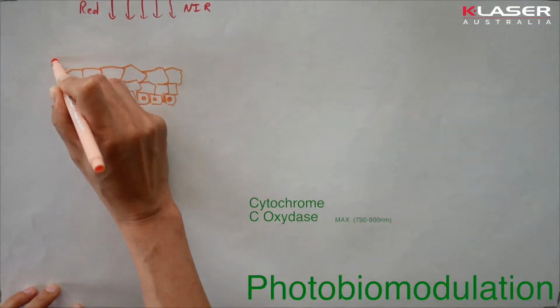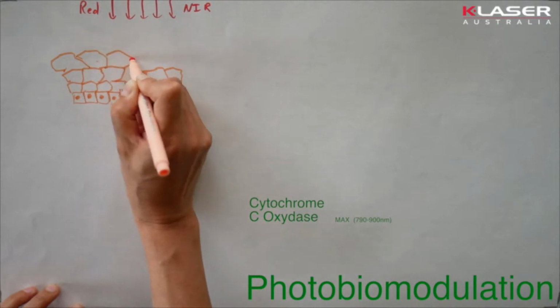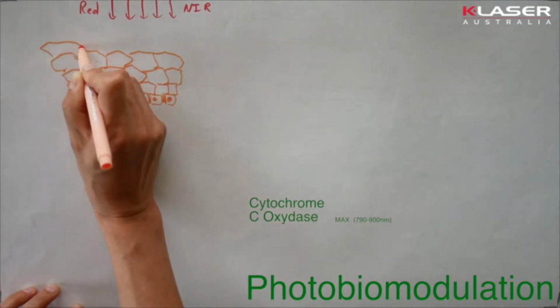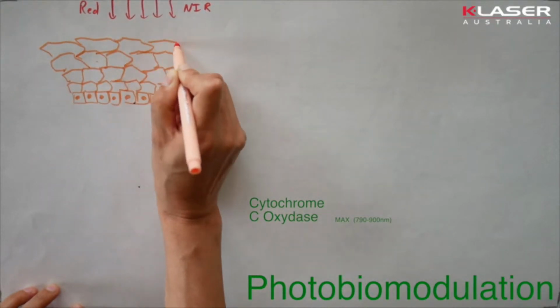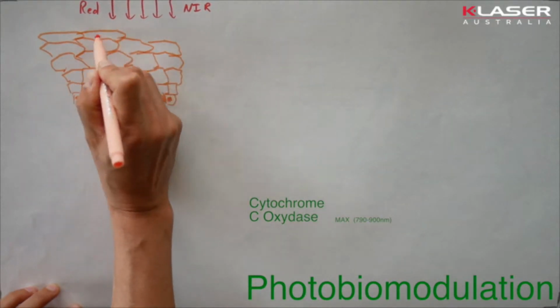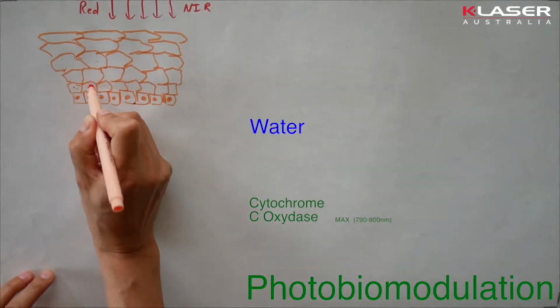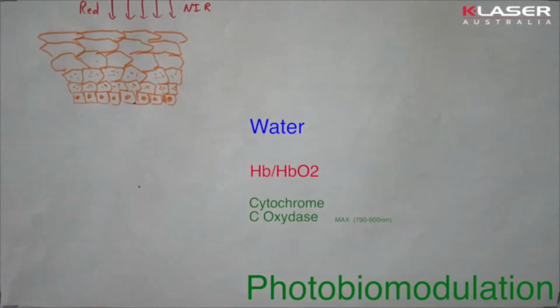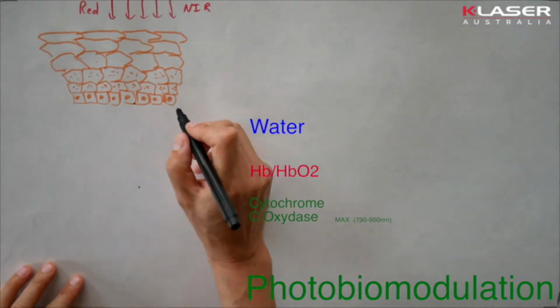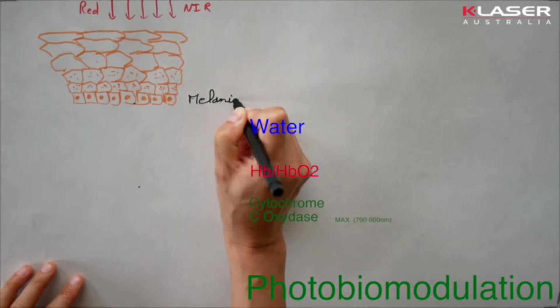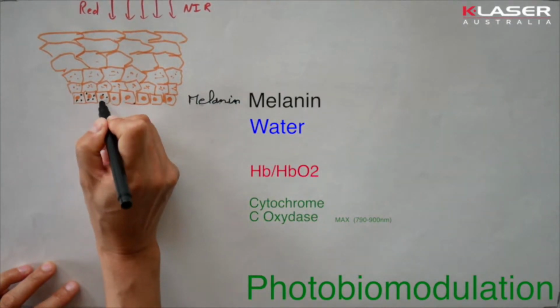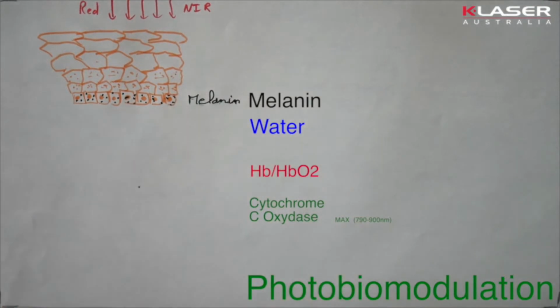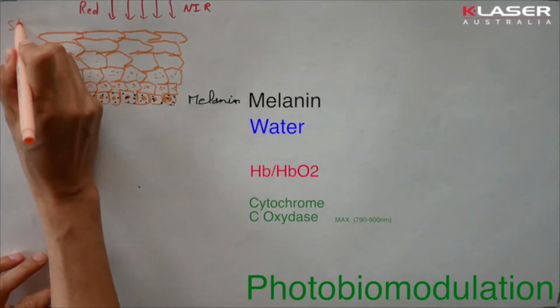This chromophore has a maximum effect plateau between 790 and 900 nanometers. The water chromophore also is present everywhere in the body. Hemoglobin and oxyhemoglobin is present in every blood vessel and capillaries. Melanin pigment is only located in the skin cells, so it is useful only for superficial injuries.